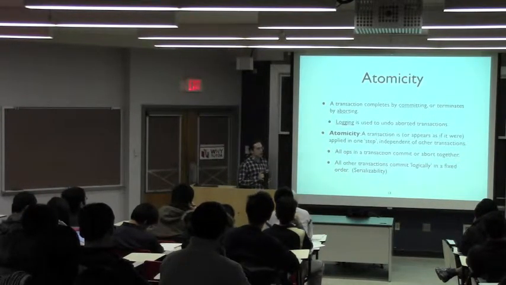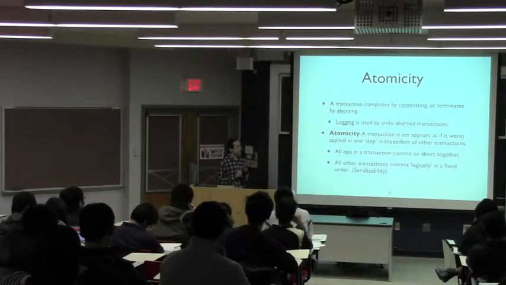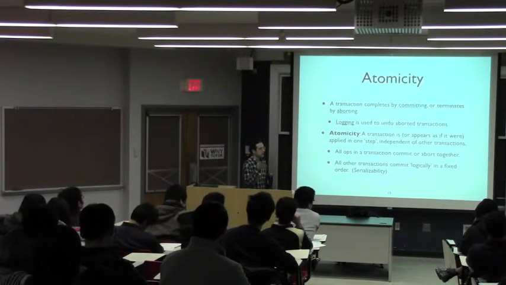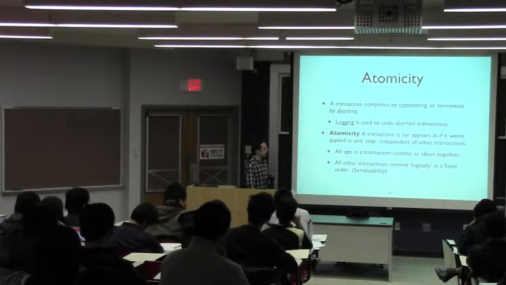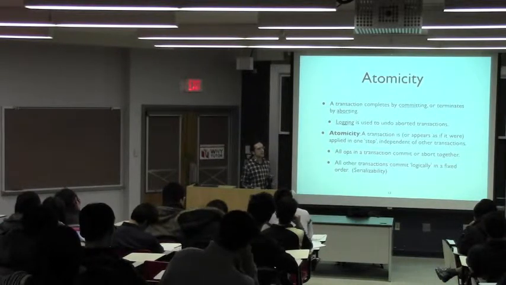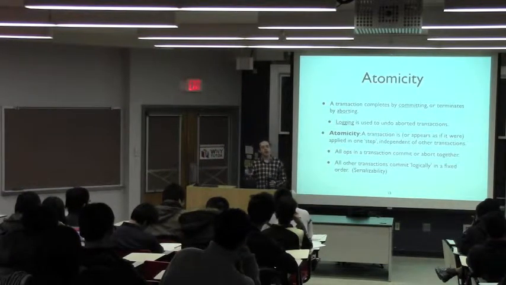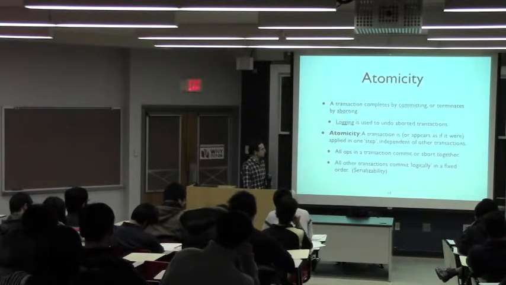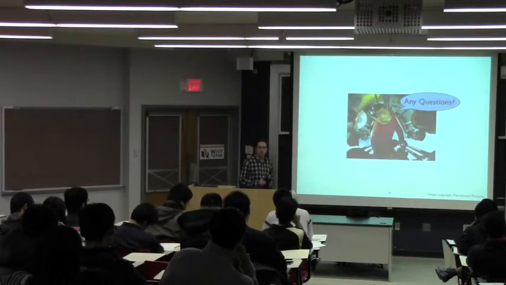And of course, there's this property that there is some order in which the transactions commit, and we have to respect that order. We have to essentially provide this illusion that all of the transactions are committing in some sequence. It doesn't necessarily have to be the same order in which they actually commit, but there has to be essentially some sequence of commits. I'll give you an example of that in just a moment. But first, any questions up to this point?